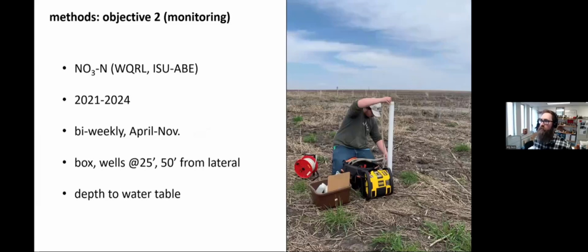All right, so real quick, methods for objective 2, the monitoring. We're looking at nitrate N, and our samples are being analyzed by the Water Quality Research Lab in ISU ABE. We've been doing this since fall of 2021. We're just wrapping up our 2024 season here. In general, when flow is present, and that's been a challenge these last few years, we've been doing it bi-weekly from about April to November, and we take samples at the box, and then at the 25-foot well and the 50-foot well, again, going out from that lateral. We also record depth to the water table, which I'm not going to really hit today, but it's going to be a really interesting data set when we combine that with nitrate and tree growth.